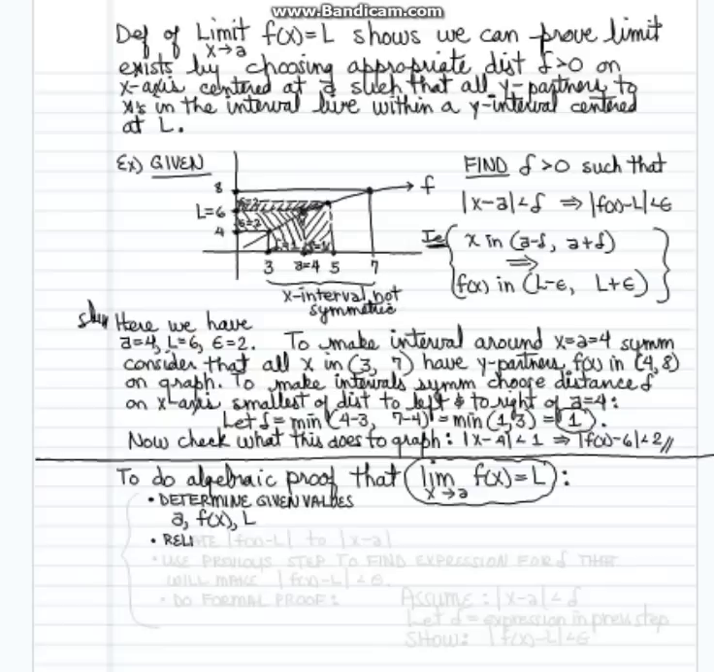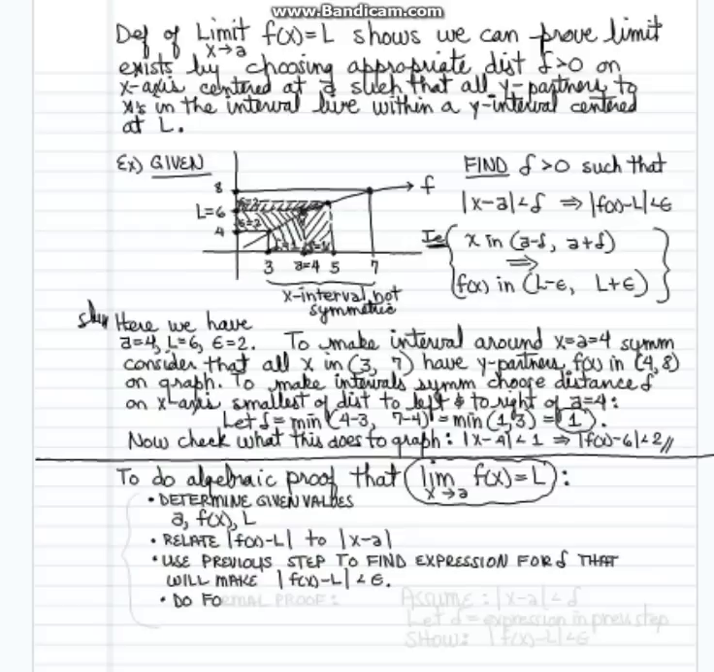L. Then you're going to do some algebra to relate the absolute value of this f of x minus this L to the absolute value of x minus a. And once you've established this relationship, you're going to use that step to find an expression for delta that will make that absolute value of your f of x minus L less than epsilon. Okay? So you're going to come up with a value for delta that's going to make your absolute value of f of x minus L smaller than epsilon. And once you've done that, you've got everything you need to do the formal proof.